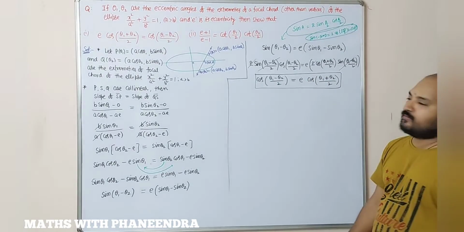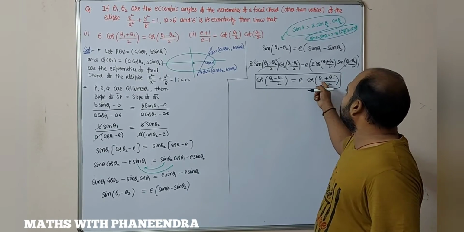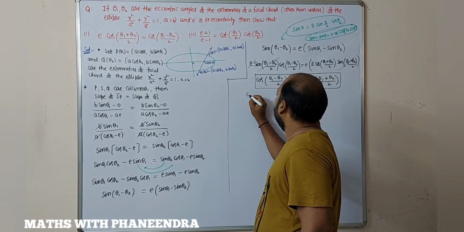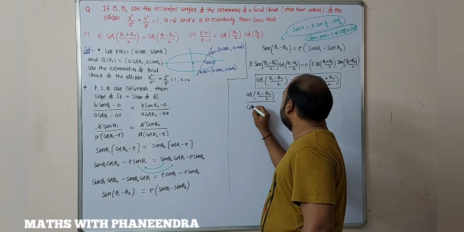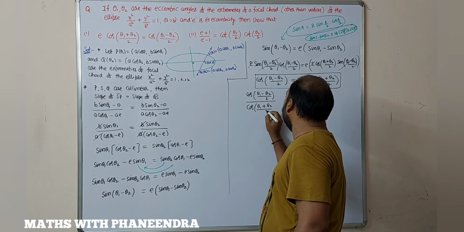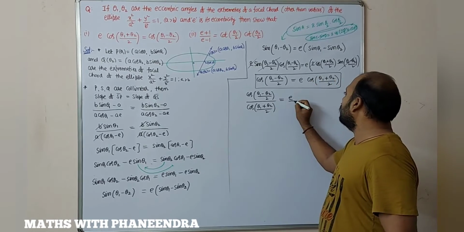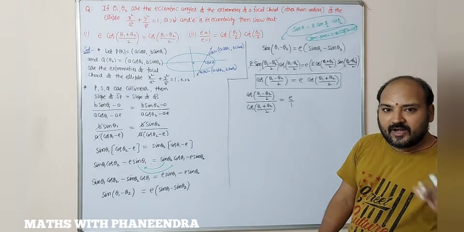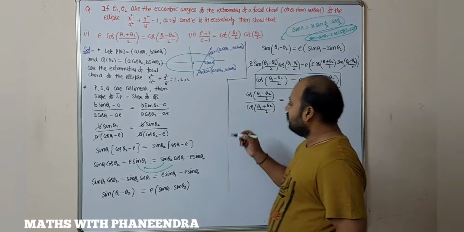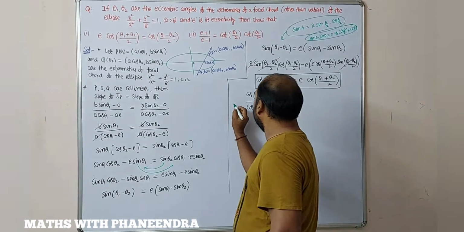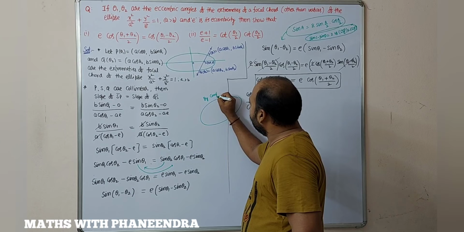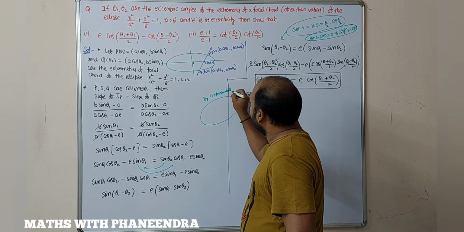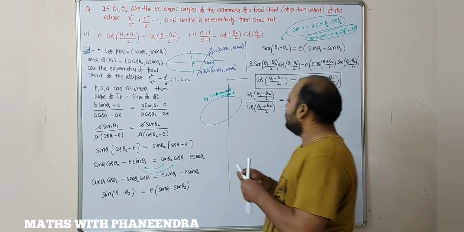From this result, cos of (theta 1 plus theta 2) by 2 we can take here. Cos of (theta 1 minus theta 2) by 2 divided by cos of (theta 1 plus theta 2) divided by 2 is equal to E. E means what? E by 1. By componendo and dividendo property, what is that property? Componendo and dividendo, here I am going to apply. So the property I am going to write here.